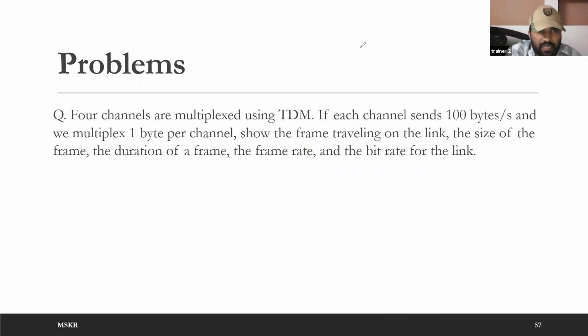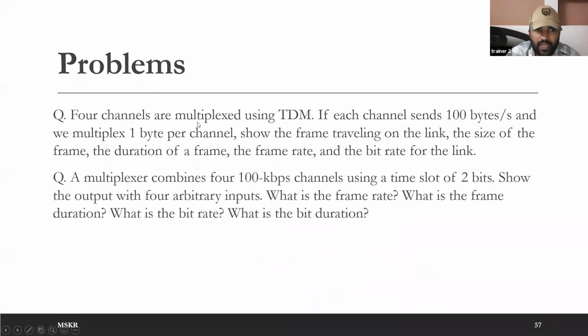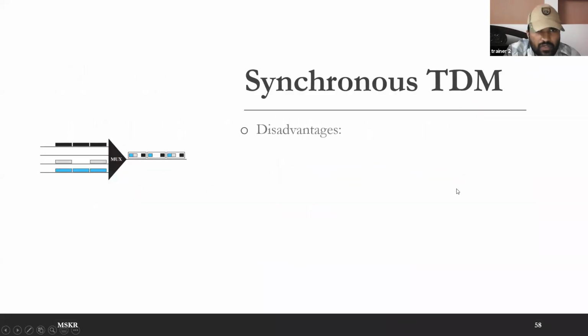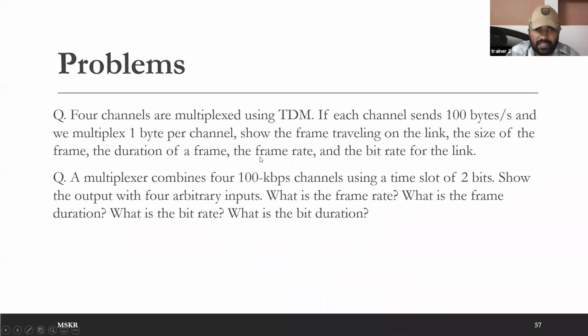Just to go through the second problem. So this is the second problem. A multiplexer combines 400 kbps channels using a time slot of 2 bits. I think I showed it here, no. So again, the question is similar. So here, the channel data rate is 100 into 10 power 3 bits per second, using a time slot of 2 bits.